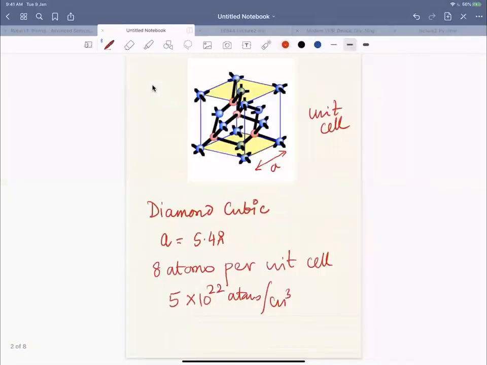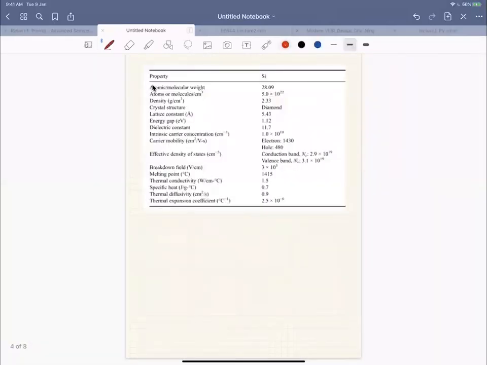Now I also told you that the properties of the semiconductor are derived from the unit cell. So what do you mean by property of a semiconductor? I have just taken this table from a book. This is silicon. When you talk about the properties of the semiconductor, we are mostly interested in these properties. Atomic weight, which we have discussed: silicon has an atomic mass of 28.